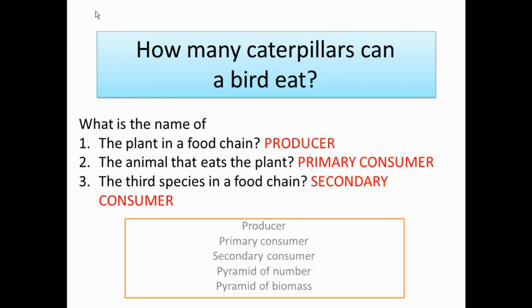Okay, so what you should have had is that the plant in the food chain is a producer, okay? It produces food. The animal that eats the plant is the primary consumer. So primary, the first, okay? Consumer is the first species to consume anything in the food chain. And then the third species, the one that eats the primary consumer, is the secondary consumer, okay? It's the second species to eat something in the food chain.